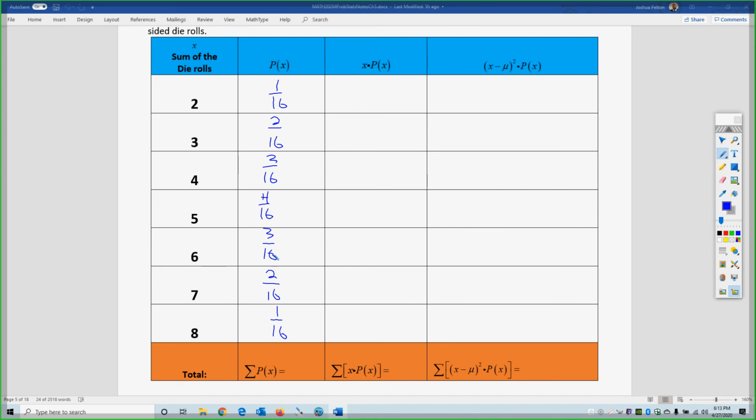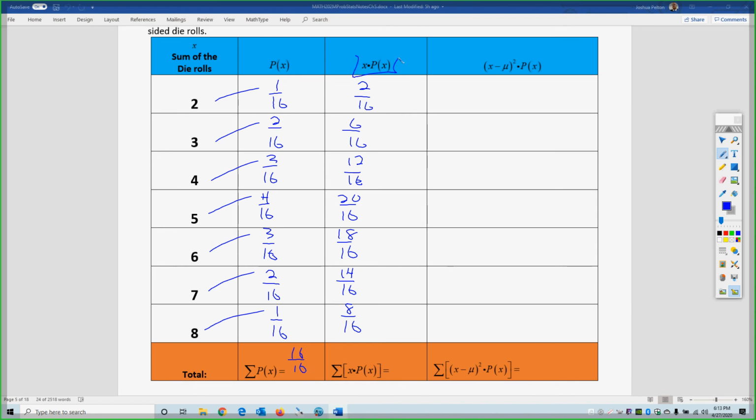4/16. Okay, so if I multiply each of these together, I get 2/16, 6/16, 12/16, 20/16, 18/16, 14/16, and 8/16. So I know this works because it adds up to 16/16. If I add up the multiplications of the x times p of x, I'm going to get 80 over 16, which is 5. That is my mean, okay?